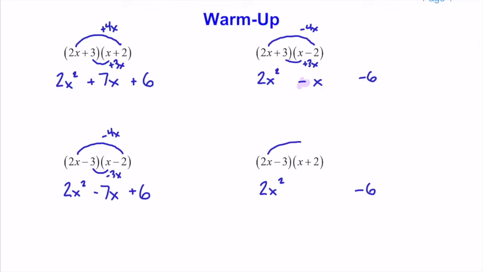Now in the one below, the 2x and the 2 give me a positive 4x, and the 3 and the x give me a negative 3x. So I end up with plus x. Okay?